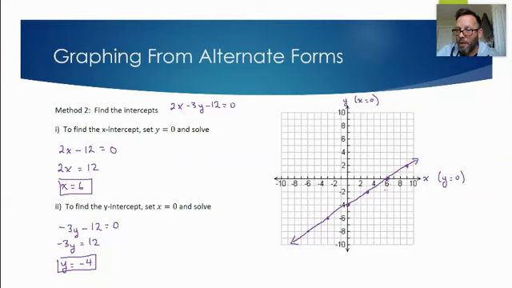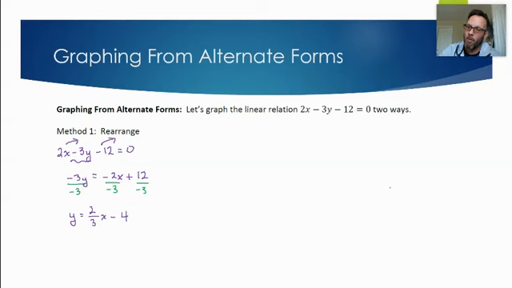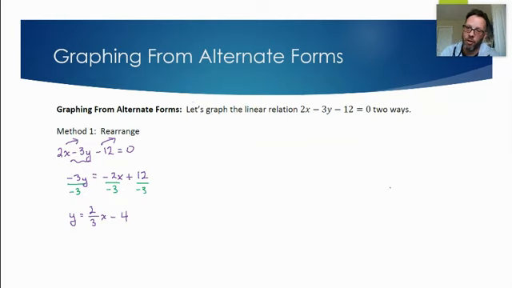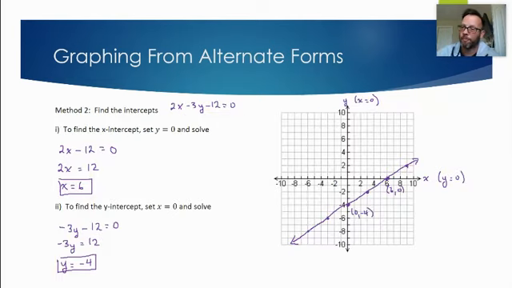And then, guys, if you have 6, 0 and another point 0, negative 4, that's all you need to draw a line. And if you draw a line between those 2 points, you get the exact same graph that we got from before. So if you need to graph a line that's in this standard form, you've got 2 ways, guys. Rearrange it in the y equals mx plus b form, or graph the intercepts. Most people prefer the rearranging, but this is a method that works too.